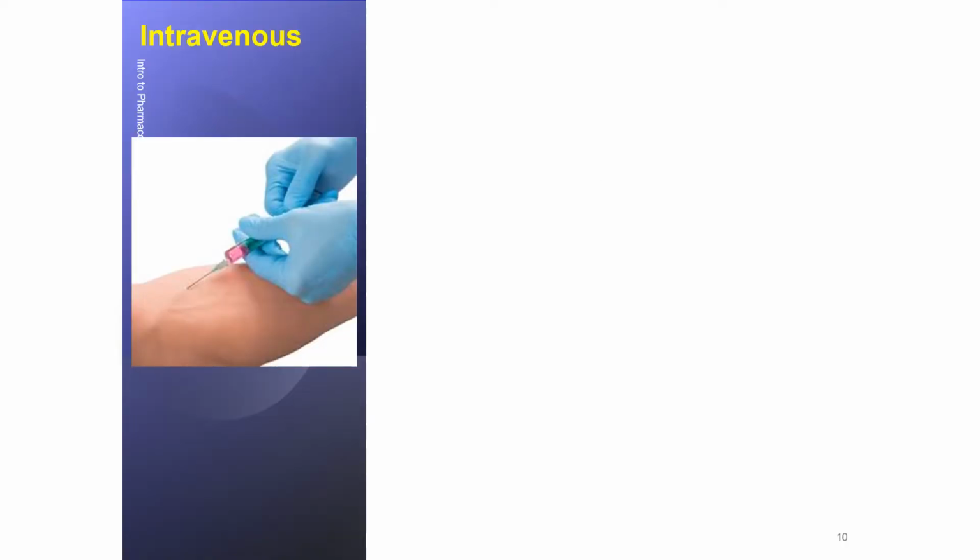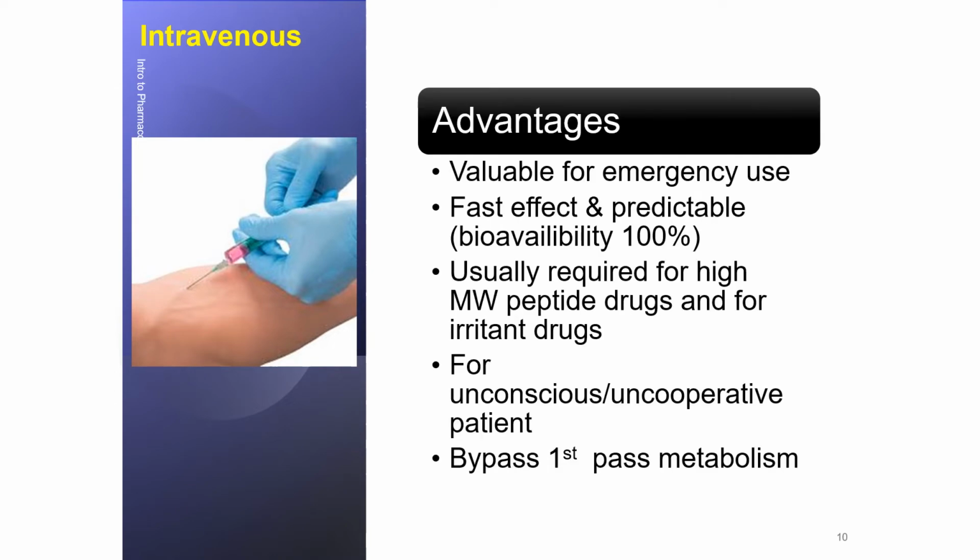Intravenous is whereby you inject the drugs direct to the vein, right? So the advantage is very big. It is very valuable for emergency conditions, very fast effects. And you can predict because the bioavailability is 100%. Okay, this is good for a drug which has high molecular weights, and normally we can also use it for unconscious patient or uncooperative patients. So by giving intravenous, you can bypass the first pass metabolism.